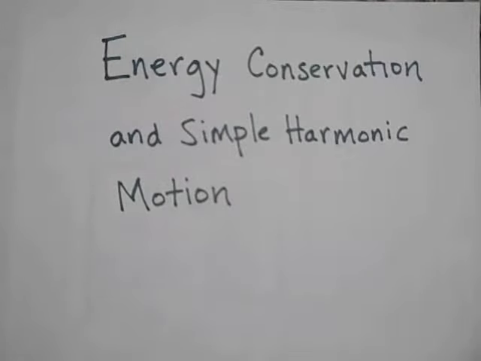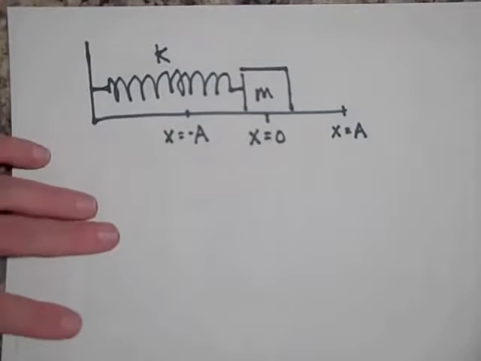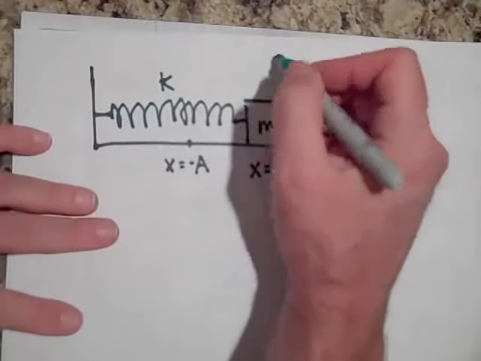Okay, now I want to talk to you about energy conservation and simple harmonic motion. So we started out just like we did all the other areas. We first talk about kinematics, then we talk about dynamics using Newton's second law, and then we do energy conservation. Okay, so here we have the same system. This system is called a harmonic oscillator.